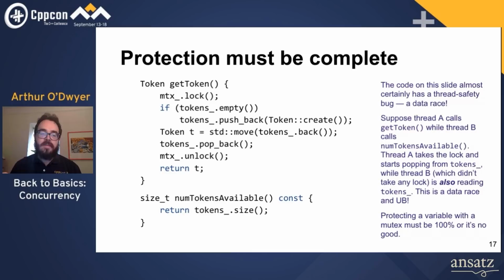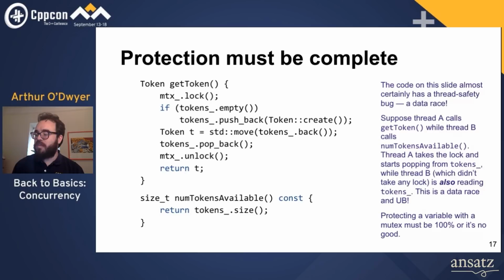So protecting a variable with a mutex must be 100%. Protect every access, or else it's no good. The only exception is in things like the constructor and the destructor, because if you're destroying the object, obviously nobody else has a handle to it anymore. That would be a bug of a different class if they tried to use it while you were destroying it. So there you wouldn't need to take the mutex. But this code would be bad. So let's see how to fix this code.